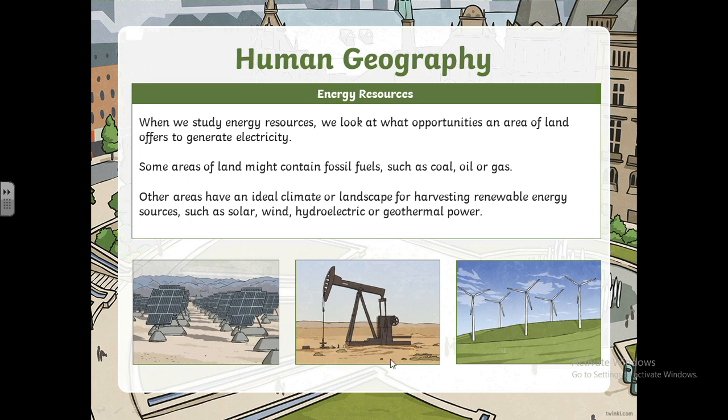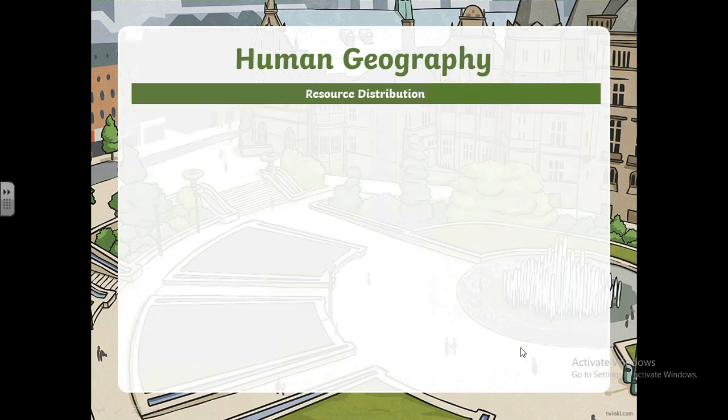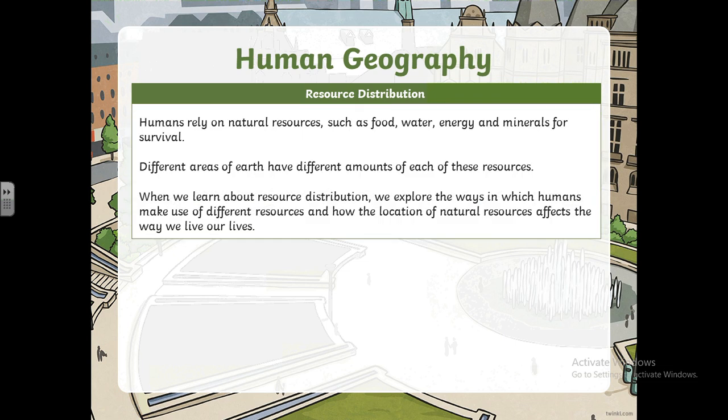And there's some pictures there. There's some solar panels. That's how we get oil out of the ground, using one of these for fuel and energy. And we've got our wind turbines here. And we've got resource distribution.